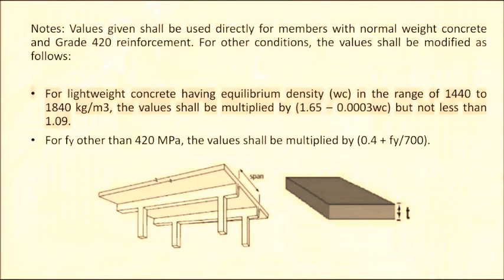For lightweight concrete having equilibrium density, wc, in the range of 1,440 to 1,840 kg/m³, the values shall be multiplied by 1.65 minus 0.0003 wc, but not less than 1.09. For fy other than 420 MPa, the values shall be multiplied by 0.4 plus fy/700.